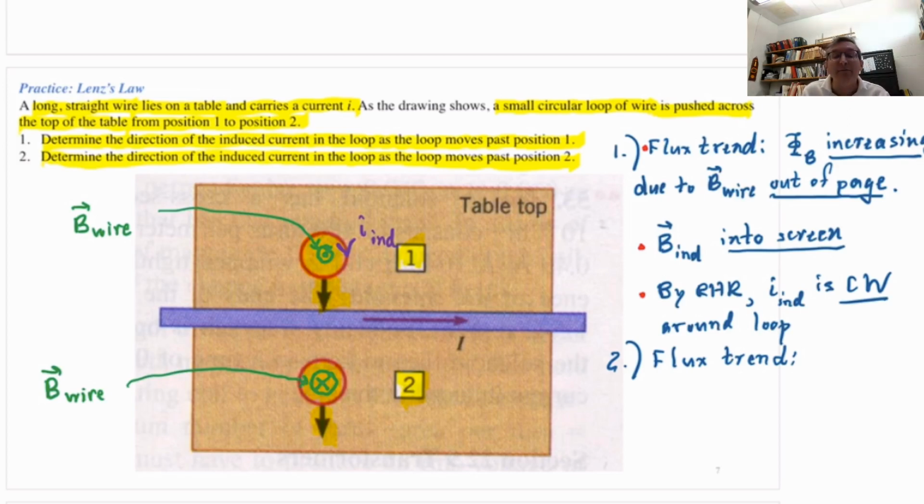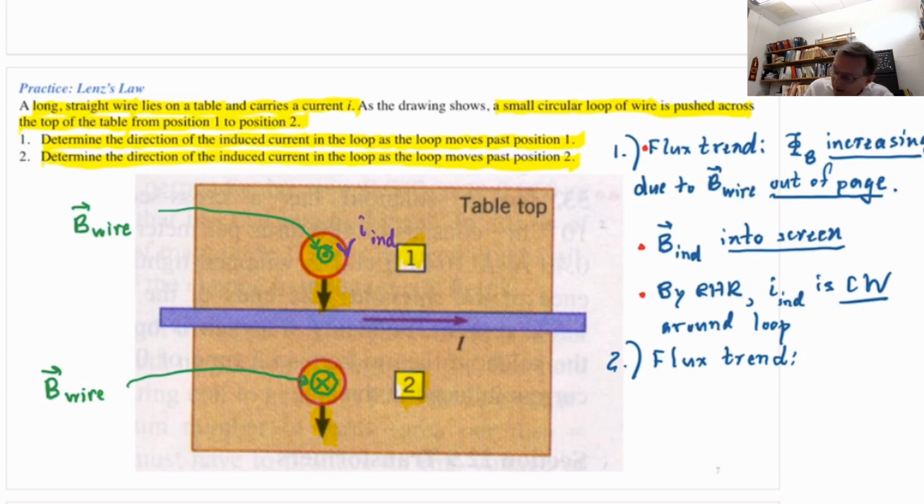Now that B is coming from the current of that long straight wire. So I definitely have a magnetic flux through the loop in position 2 with a magnetic field B wire into the screen. But I need the flux to be changing. You see why the flux is changing? Because again, the loop is being pushed in the direction of the black arrow. So now what's happening to that magnetic flux? Is it increasing or decreasing?